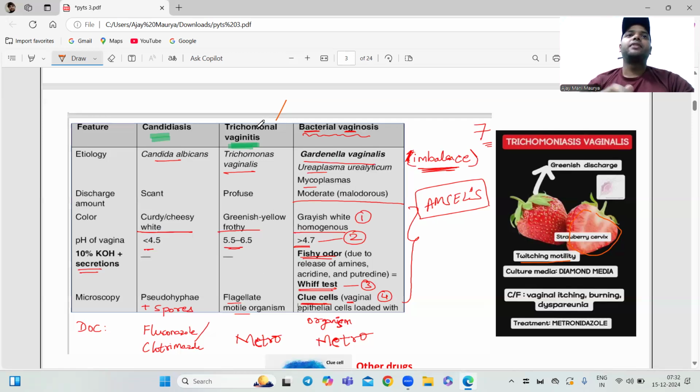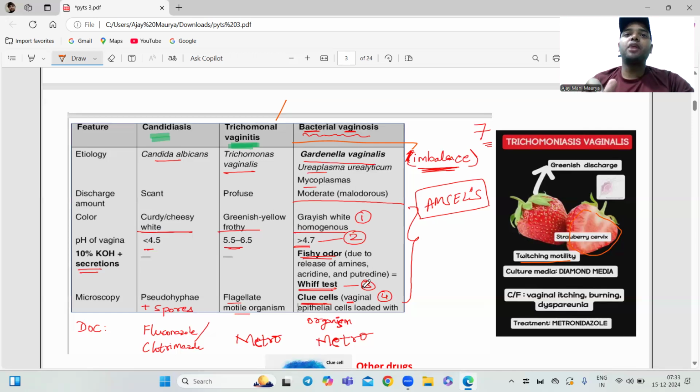Okay. For bacterial vaginosis, guys, we have to remember that it is caused by Gardnerella vaginalis, and it follows the Amsel's criteria. It is a grayish white discharge with a fishy odor. Fishy odor due to what? Due to release of amines, acridine, and pyridine.